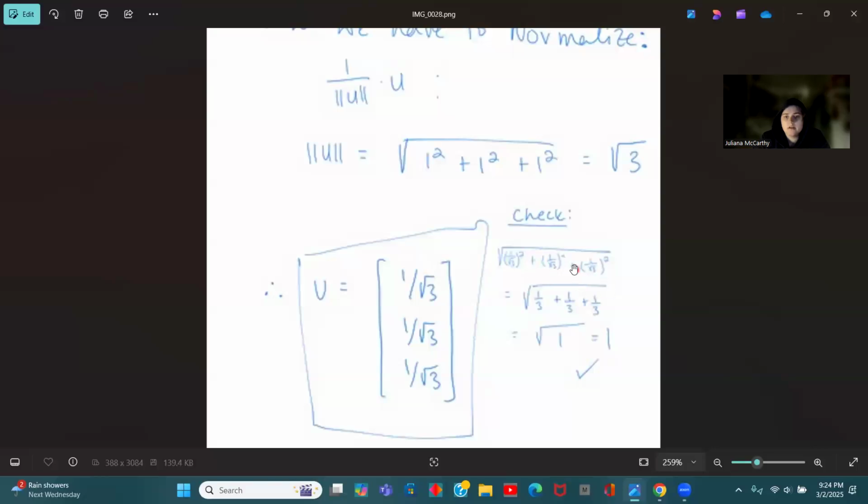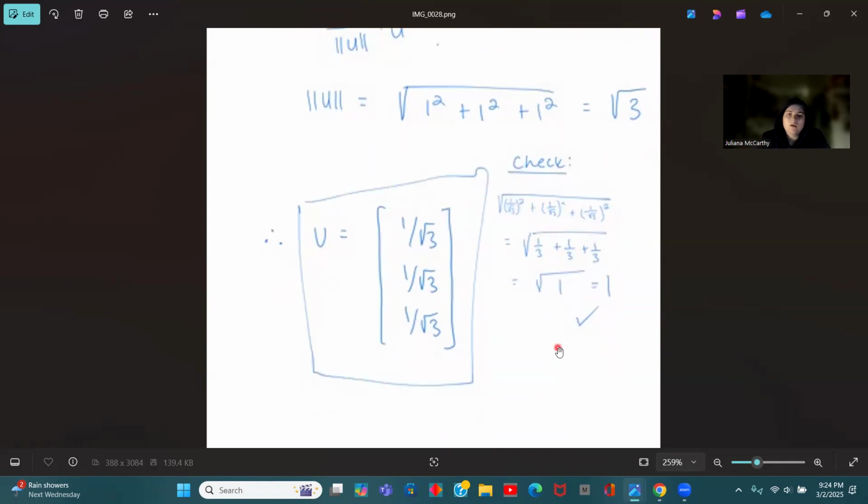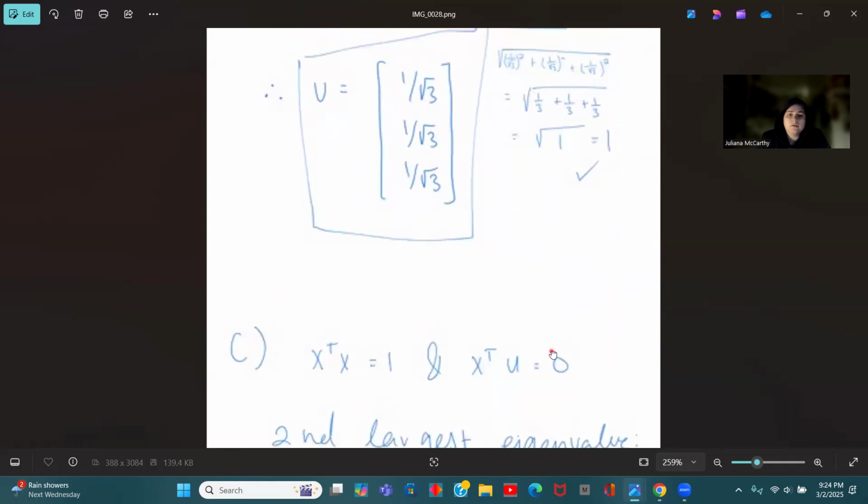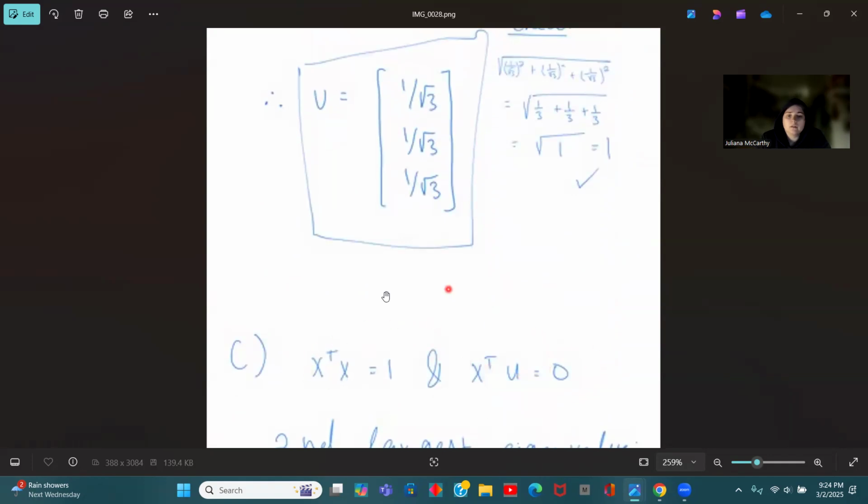And we can check that it is normal by finding the length of it. So 1 over square root of 3 squared plus 1 over square root of 3 squared plus 1 over square root of 3 squared, all under a square root, and we eventually get that it does equal 1, so it is normal. And so now for part C, we want to find the next maximum value under these two constraints.